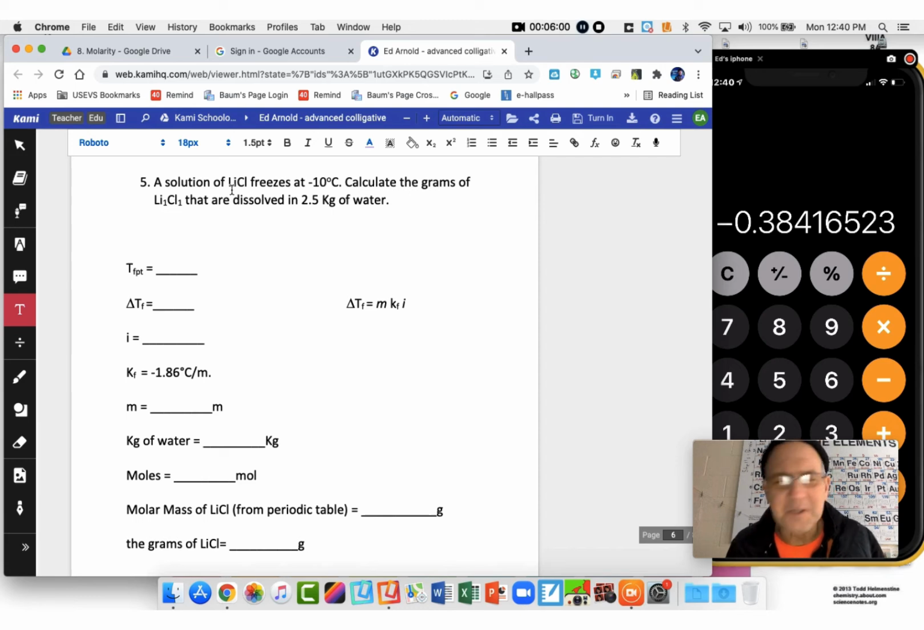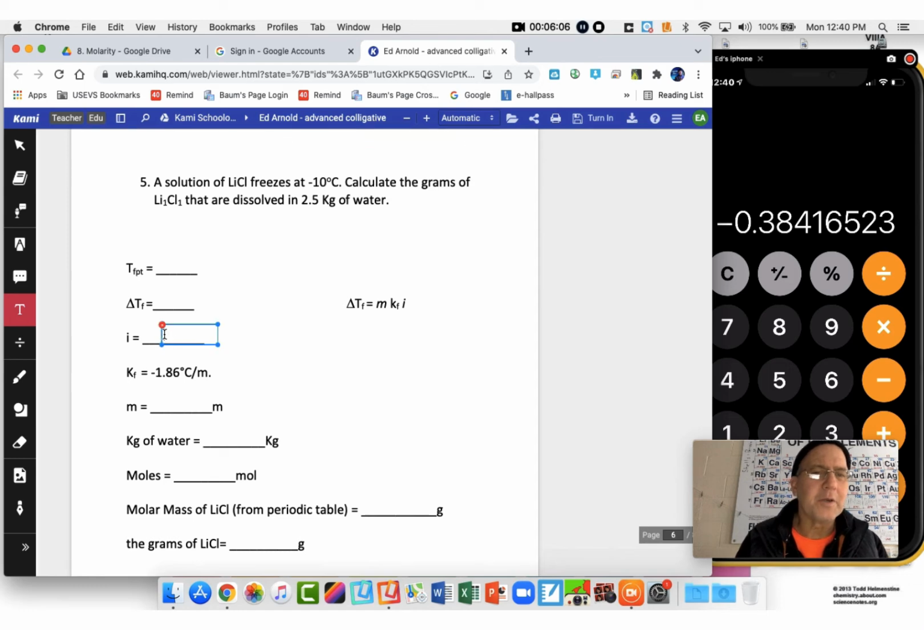No, I'm just going to do this one. Okay, here we go. So let's look at that. So LiCl, the ions there would be 2. I'm just going to fill in my givens. I'm going in a little bit different order this time.